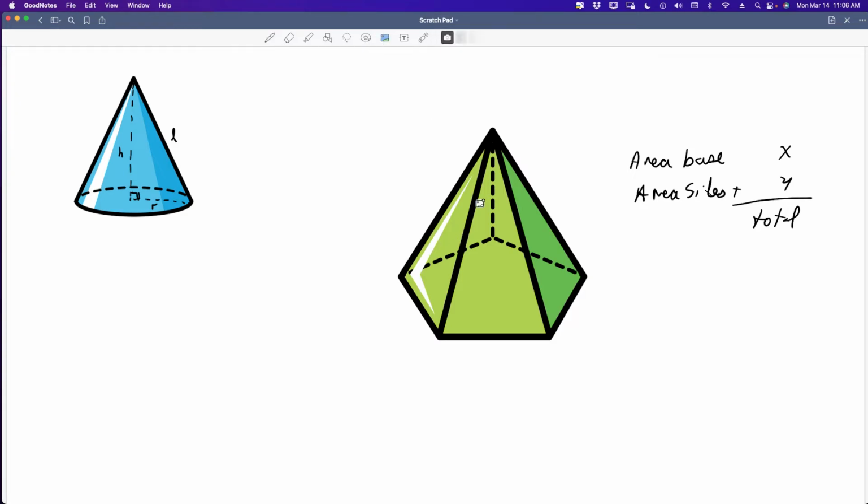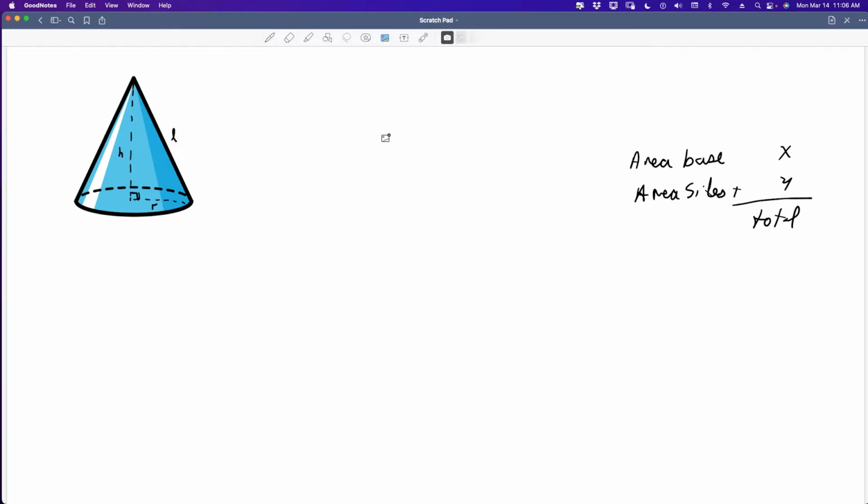But let me erase all of this. I'm going to get rid of this one and erase this for us, because we need to think about the fact that a cone does not have flat sides. It's a circle. So how do we calculate that? Well, we have to take into account a new measurement that we haven't used before, and that is slant height.